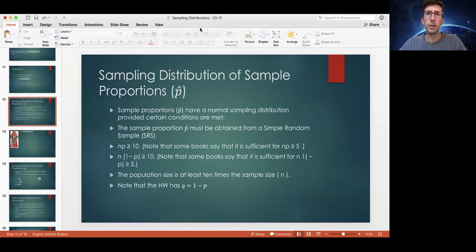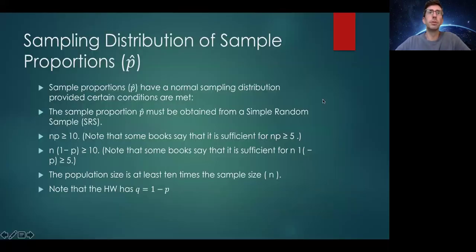Let's go ahead and make this full screen. So now we can talk about the sampling distribution of sample proportions. These sample proportions have a normal sampling distribution, provided certain conditions are met.